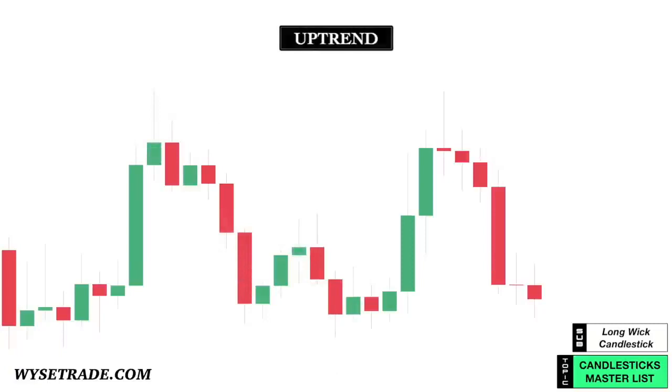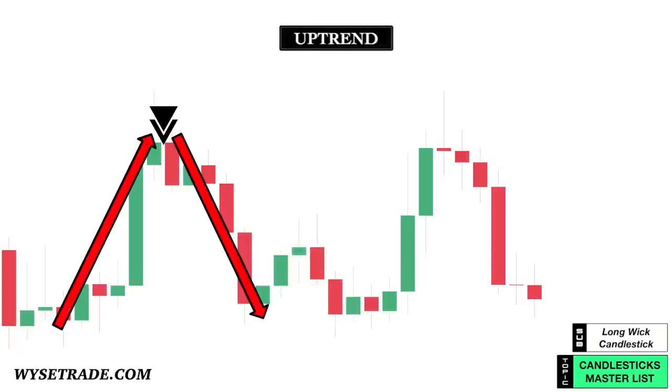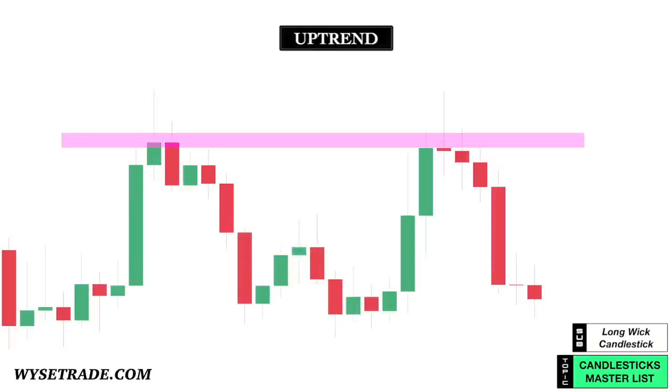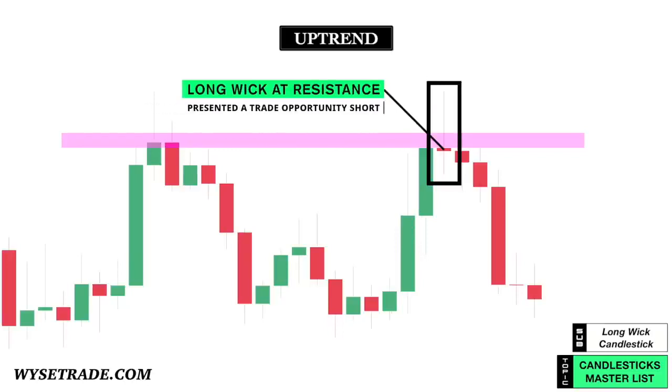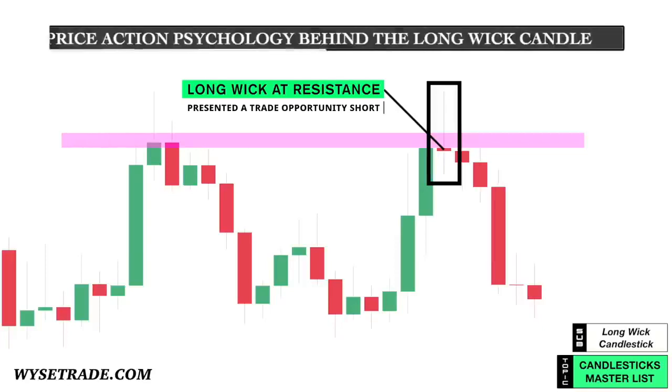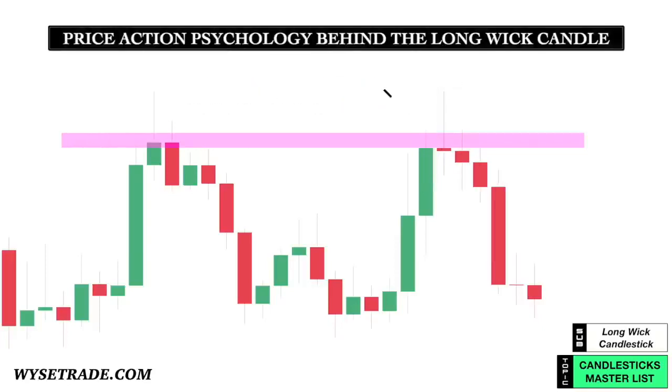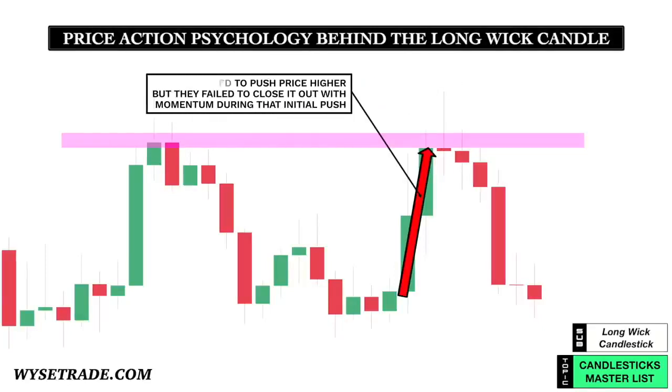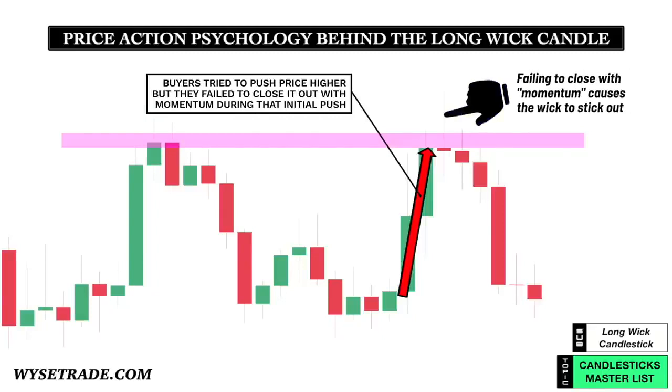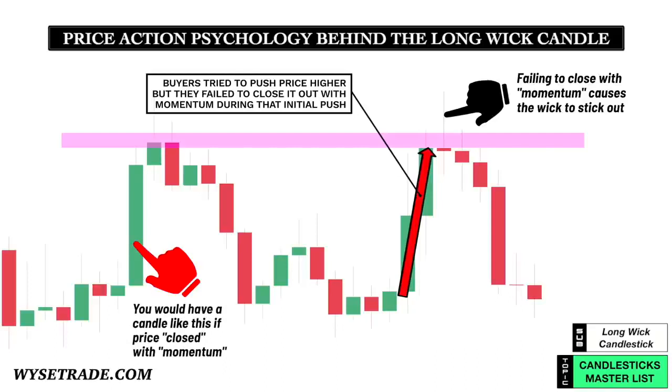Starting in an uptrend, first, price came up, hit and reversed, giving you your key level of resistance. As price came back up, you had a perfect long wick candle form right at the key level of resistance, which presented a trade opportunity short. So what is the price action psychology behind this pattern? Buyers tried to push price higher, but they failed to close it out with momentum during that initial push, causing the wick to stick out. If they closed with momentum, then the candle should have looked like this, which is a momentum candle.